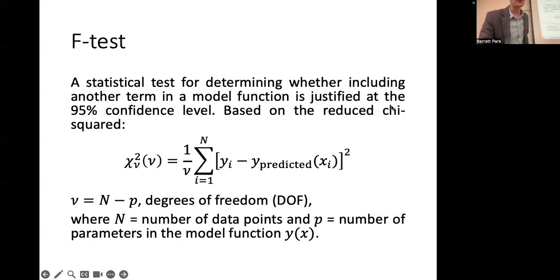So the next topic is, it turns out, if you include more fit parameters, you can almost always get a better fit to your data, right? If you give your model more flexibility, you can get your fitting curve to go right through all the data points. But sometimes it makes sense to include more parameters.